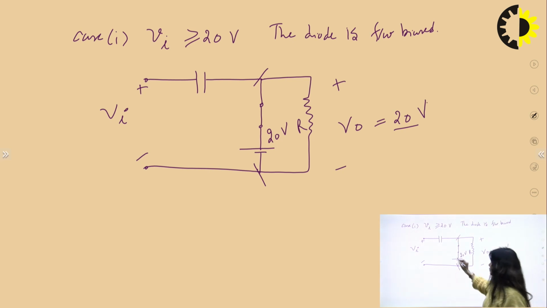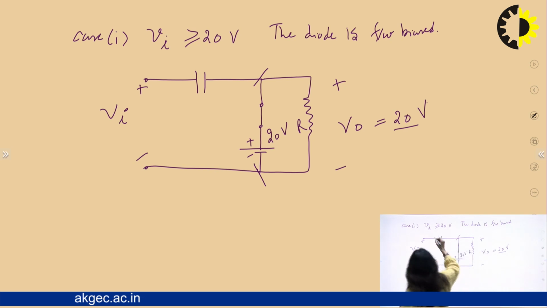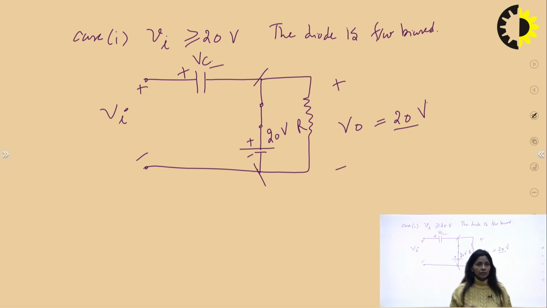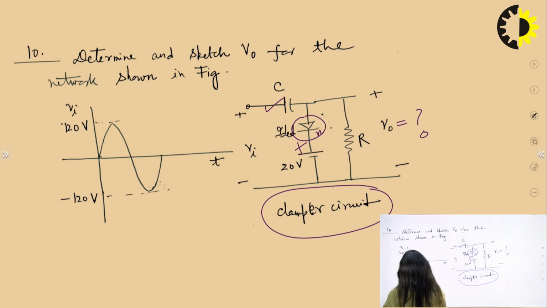Right? The voltage across these 2 points is 20 volt. This resistance is parallel to the battery, so the voltage here will be 20 volt. This is the output voltage when Vi is greater than 20 volt, case 1. Now I want to find out the charge on this capacitor, Vc, when Vi is at its peak. That means when Vi is 120 volt, I will find out the capacitor voltage.